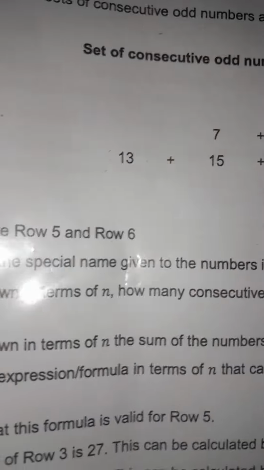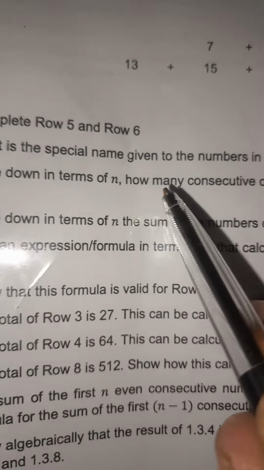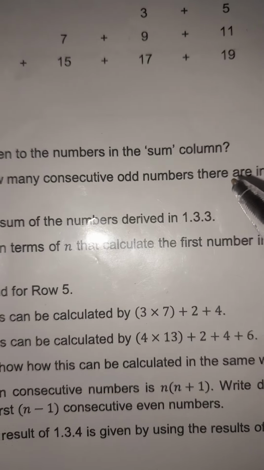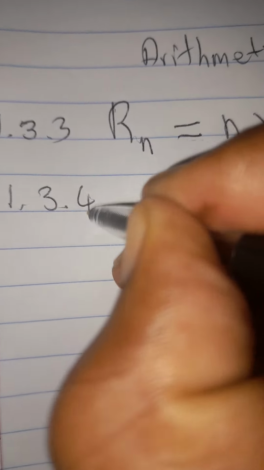Okay, let's go to 1.3.3. At 1.3.3, they said, write down in terms of n how many consecutive odd numbers there are in row n. It's also 1 mark, so that's quite easy. So in row n, we are going to have n terms, right? So let's go to 1.3.4.